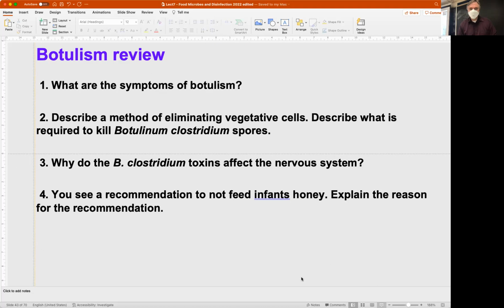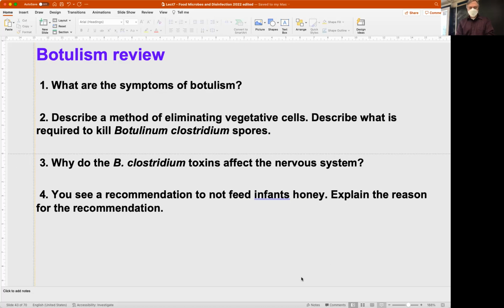Describe a method of eliminating vegetative cells. It starts in the face and works down, Paul says. Yeah. Heating over 85 degrees Celsius, what we just saw, is a way of eliminating vegetative cells. Acidity with a pH of less than 4, make it more acidic. Yes, that works as well.